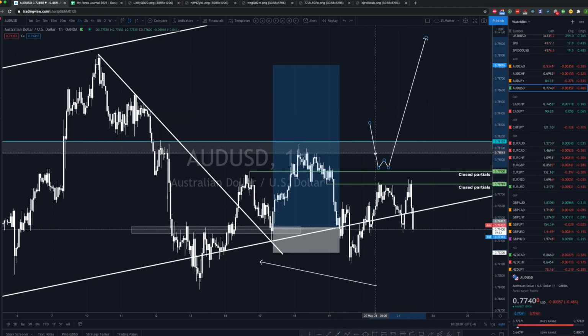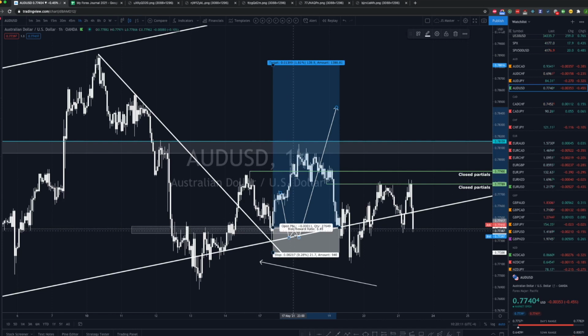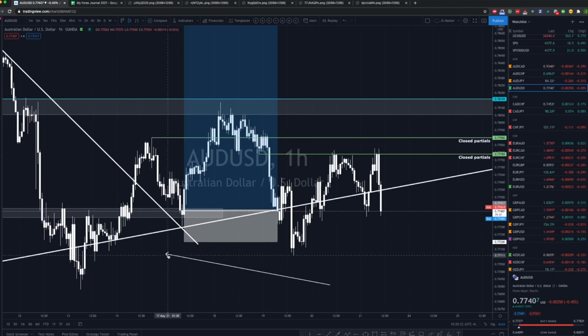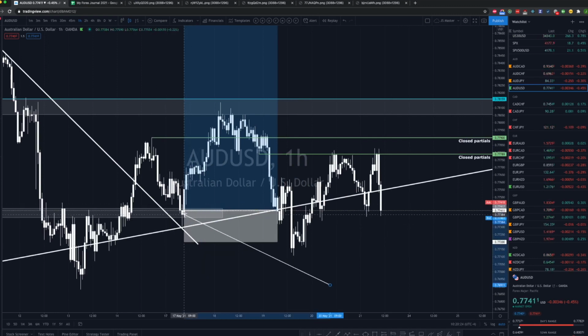That's the kind of movement I was looking for off of this level. I was looking for price to pull back in, reject, and then look for that push higher. That did happen, and I took my entry as planned on the rejection of the level, right here. So this was my entry candle.